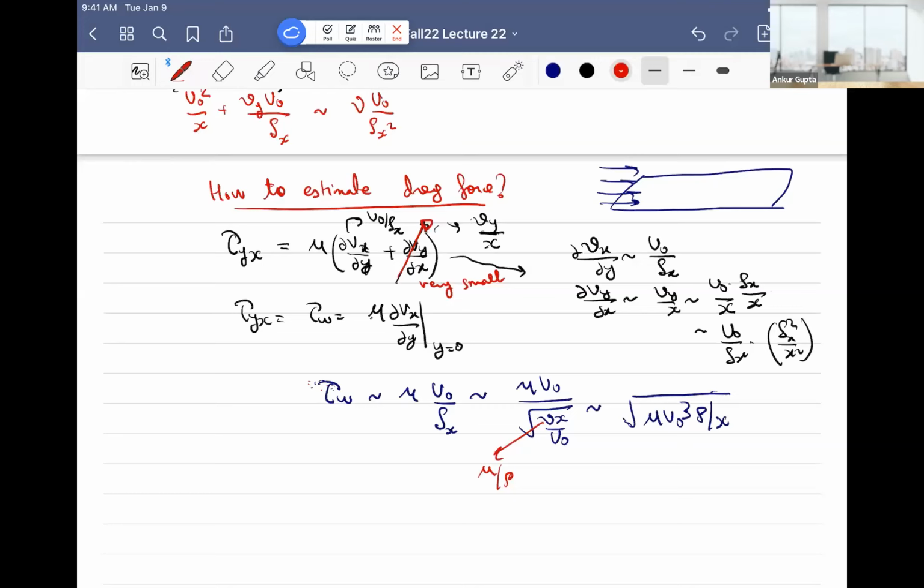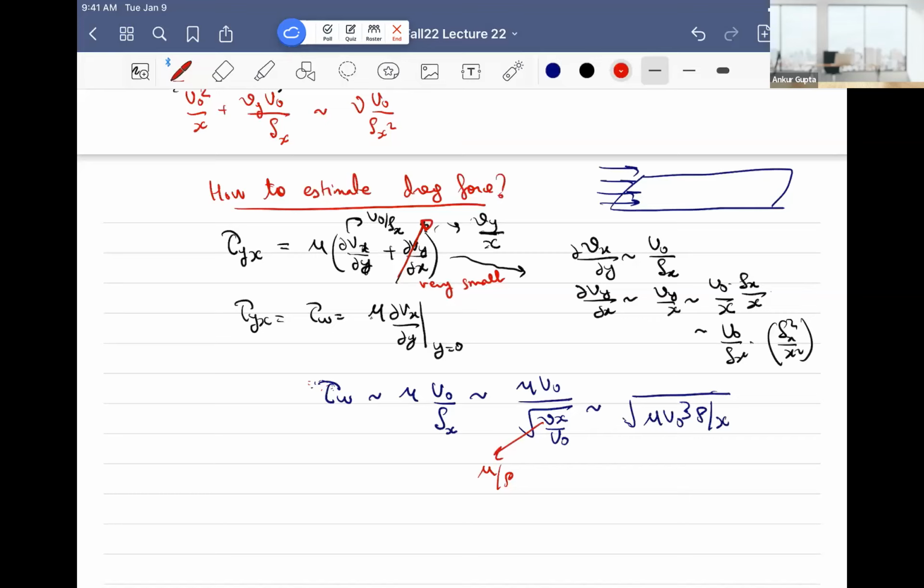So where is the shear stress maximum? At the start of the plate or at the end of the plate? Start, right? The x is equal to 0. The x is small and it's very high initially, and as you're increasing the boundary layer thickness, the shear stress is going down. Now, how is the stress varying? Stress is varying with square root of mu. Isn't that strange? You had always heard that stress is proportional to mu. No, the shear stress is proportional to square root of mu.